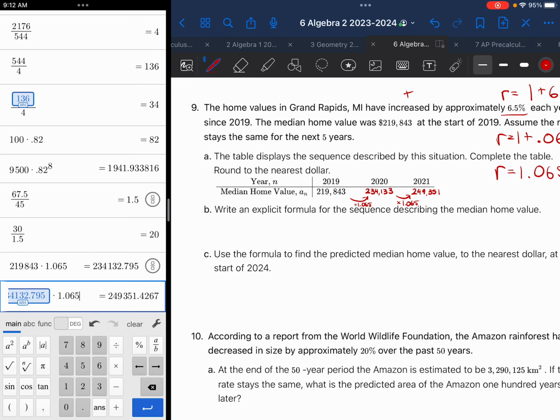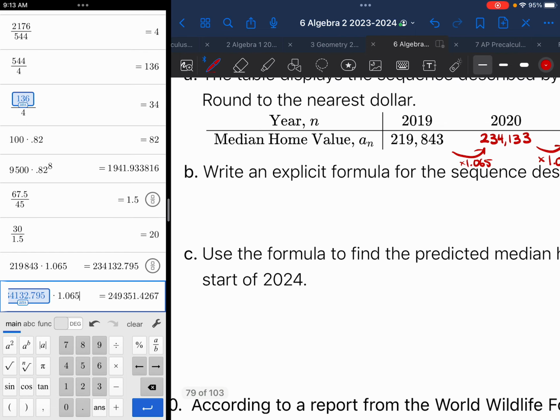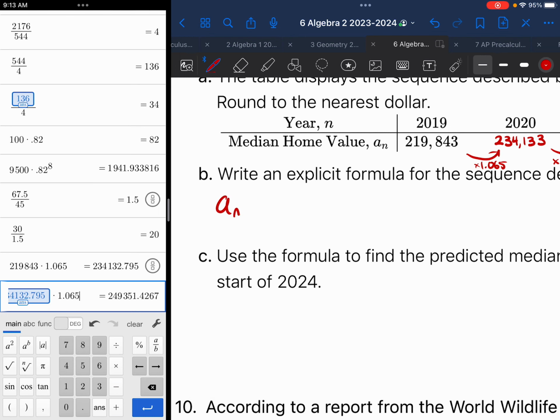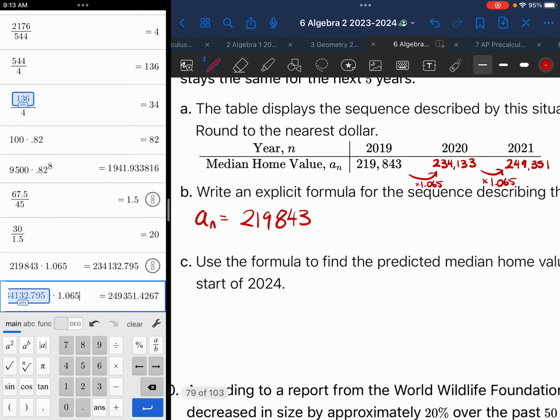Okay, so I already have my common ratio, and I have a starting number. I have every piece that I need, so I'm going to say a sub n is equal to, okay, I can choose any year that I want. And because this year doesn't have any decimals, I'm going to use this year. I'm going to say 219,843. Usually I don't do commas when I'm writing my math formulas, but you can if you want. Commas do not work in Desmos though, so as a warning.